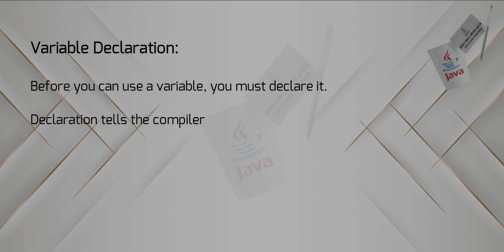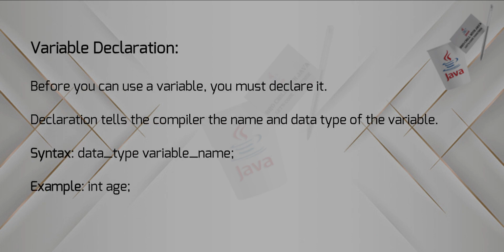Variable declaration. Before you can use a variable, you must declare it. Declaration tells the compiler the name and data type of the variable. Syntax: data_type variable_name. Example: int age. This is a declaration of an integer variable named age.